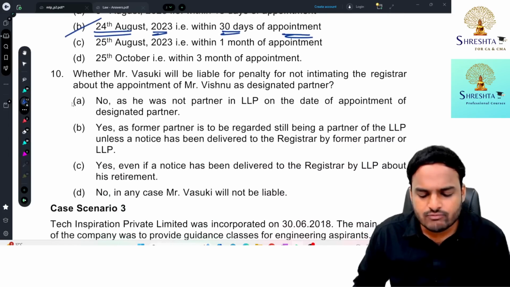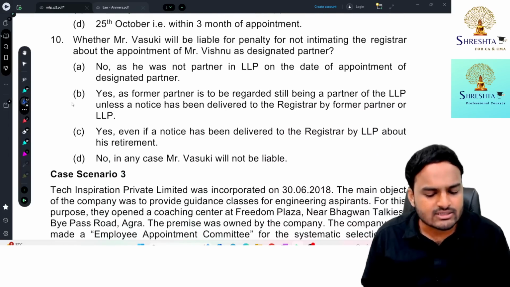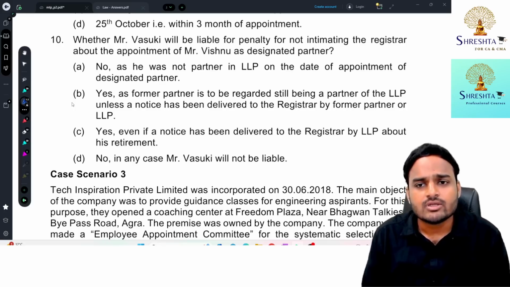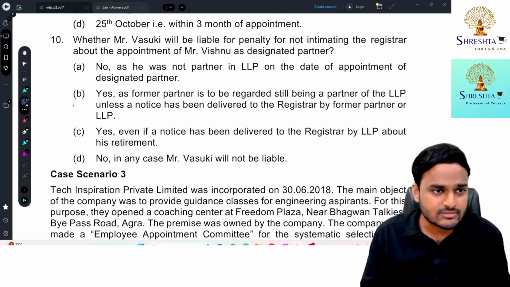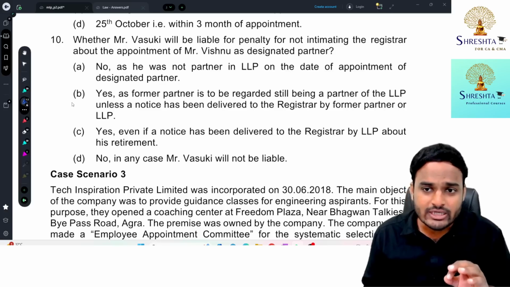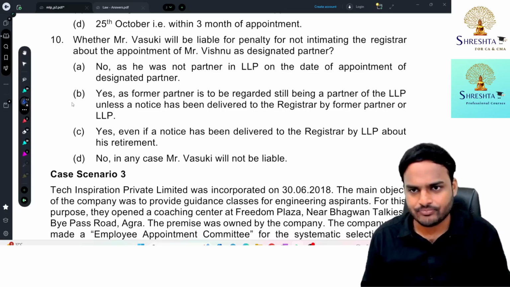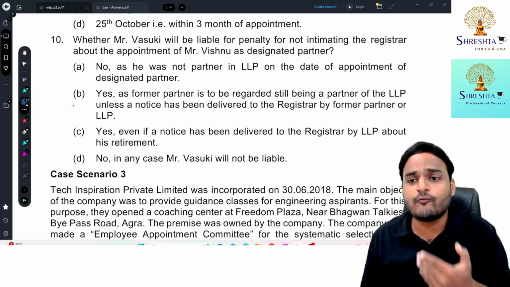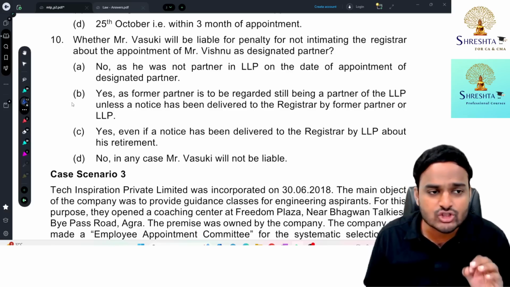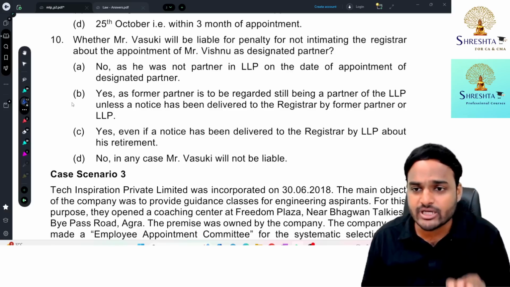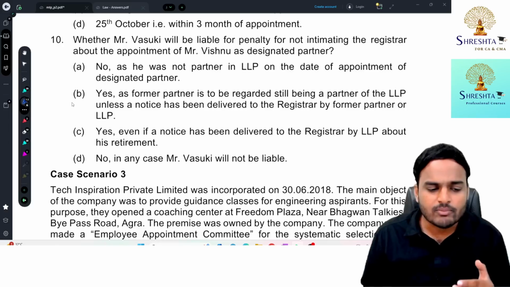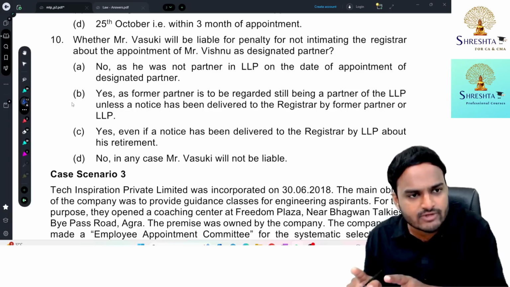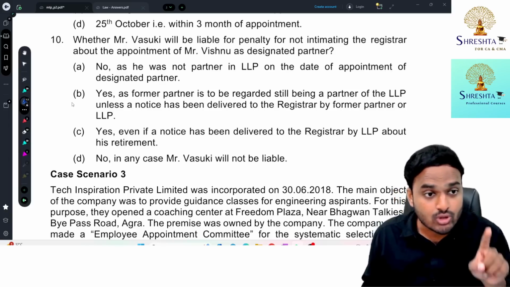Whether Mr. Vasuki will be liable for penalty for not intimating the registrar about the appointment of Vishnu as designated partner. So here the intention of the examiner is, Vasuki retired by giving notice, and that notice has not been filed with the registrar. Neither LLP nor Vasuki informed the registrar regarding termination of partner's interest. Now, whether the former partner is liable or not liable, the answer is till intimation, till you register intimation with the registrar, you are liable.